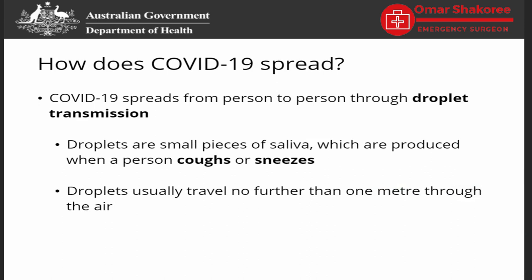So how does COVID-19 spread? Until now, they can prove that COVID spreads from person to person through droplet transmission, not airborne transmission. Until this moment, this is the 29th of March 2020, this is the date, they have just proved that droplet transmission can spread the virus from person to person. What are the droplets? The droplets are small pieces of saliva which are produced when a person coughs or sneezes, and those droplets usually travel no more than 1 meter through the air. That's why we need to stay 1 meter away from any other person.